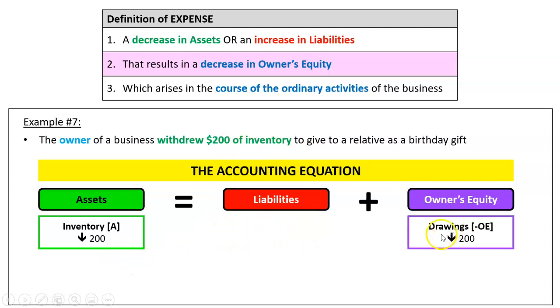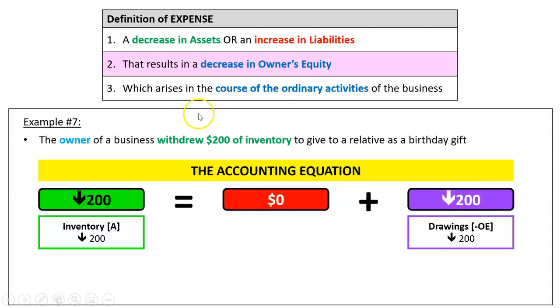No. What happens here is the owner is literally withdrawing their equity or their capital. So drawings are a negative owner's equity account. They make owner's equity go down. So we balance this up. Assets down 200, liability 0. Owner's equity down 200. Is this an expense?